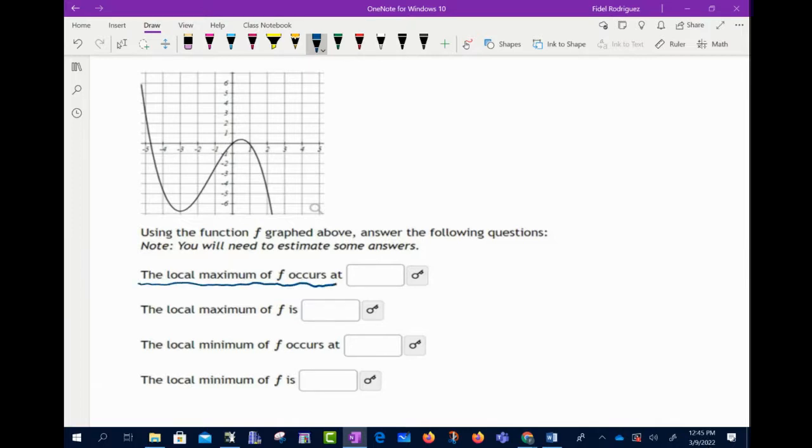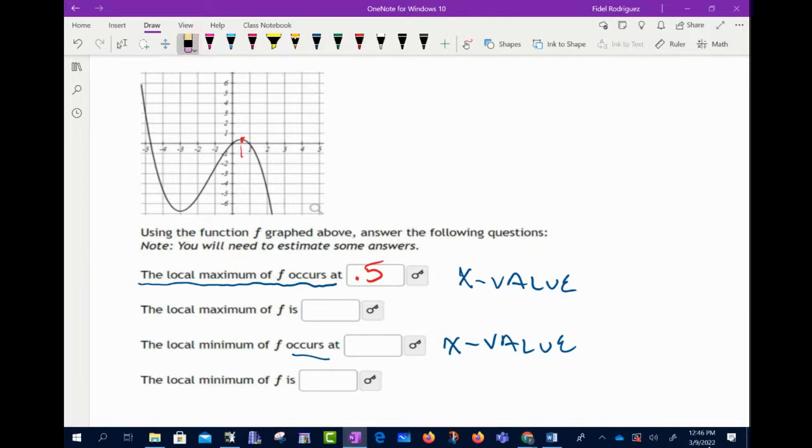It says the local maximum of f occurs at. Here, y'all, when it says occurs at, they are looking for the X value. So we're talking about the maximum. Everybody agree the maximum is the high point? So that's going to be my high point. What would you say my X value is right about there? 1/2 or 0.5. Okay, so let's go with 0.5. Either way, 1/2, 0.5, same thing.